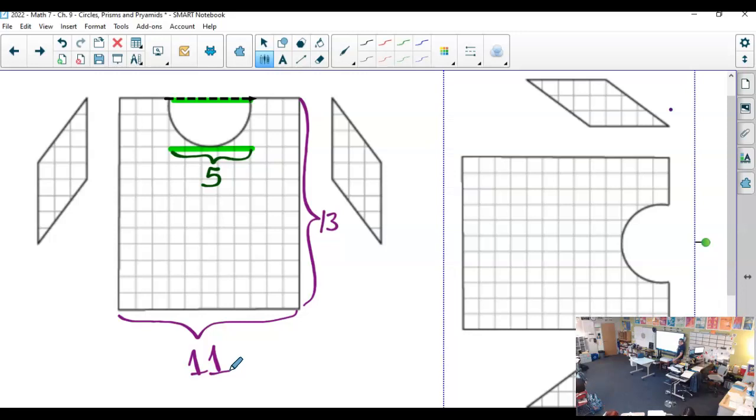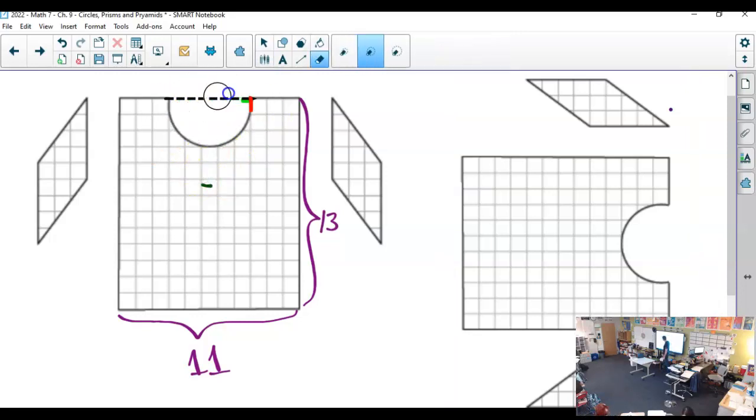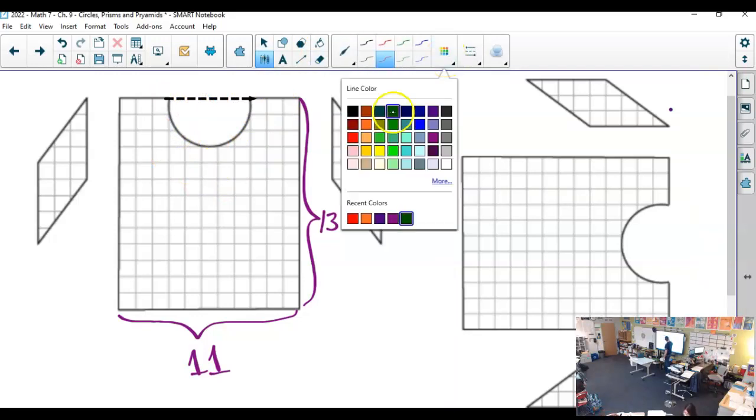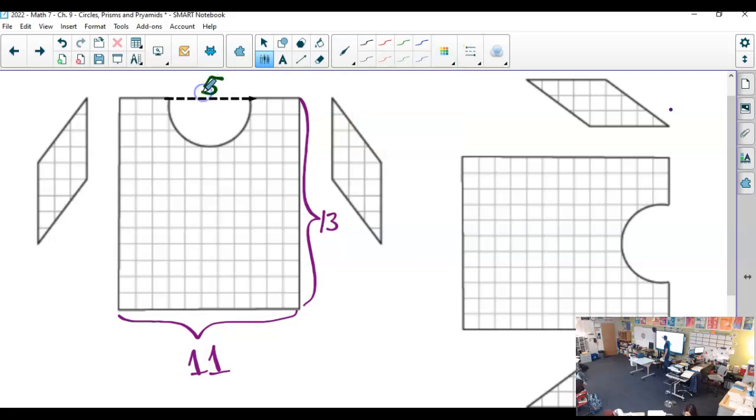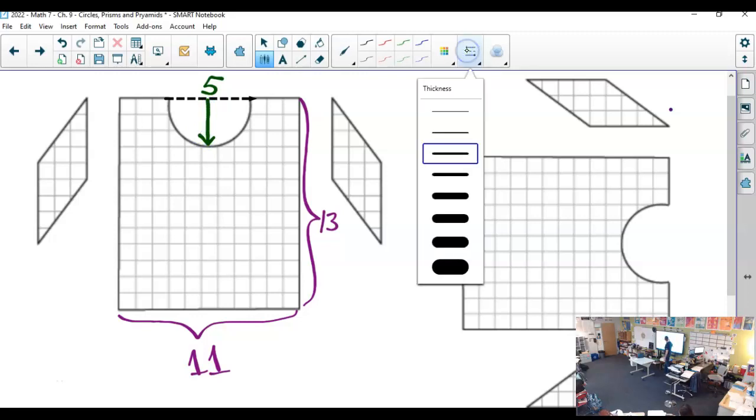Can you guys see how I got 5 for my circle diameter? If you draw some lines straight down and then count across the boxes down here, our diameter of the circle is 5. Our diameter of the circle is 5. If the diameter is 5, what's the radius? 2.5.